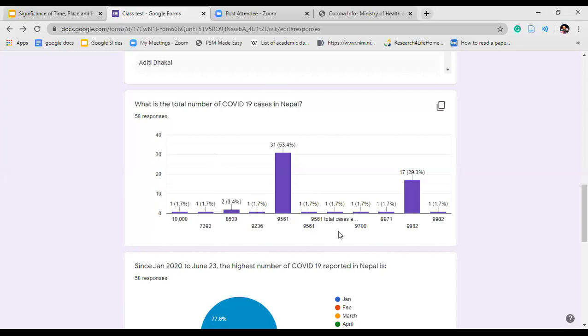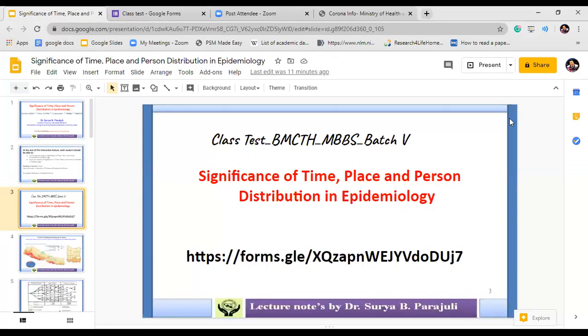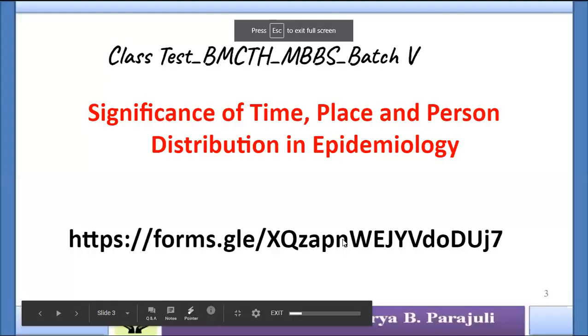And actually, what is the significance of this class test? The number of COVID-19 cases in Nepal is a frequency, or prevalence, of COVID-19 cases in Nepal. Okay, so this is frequency. Now let me relate it with our presentation. Then I'll go to another question.